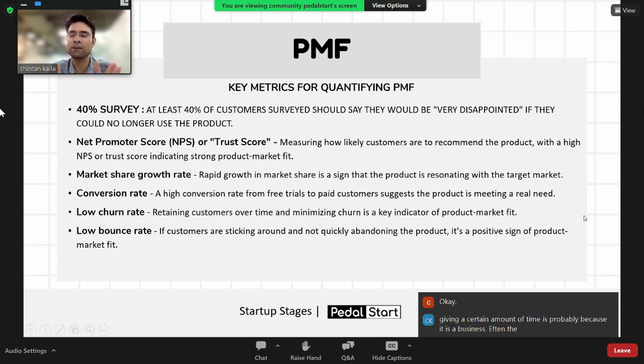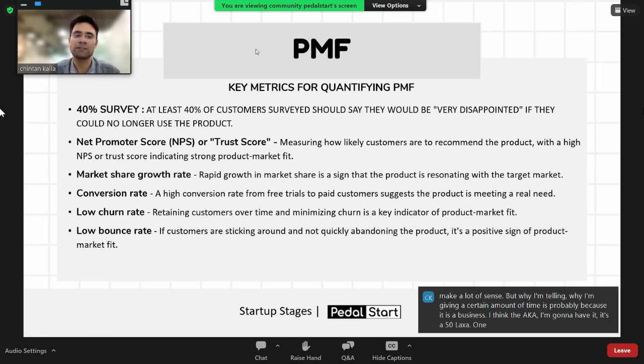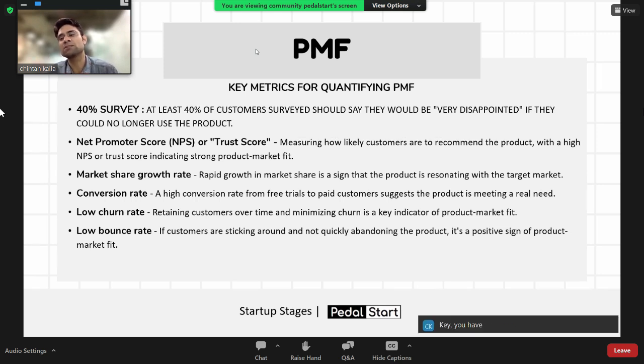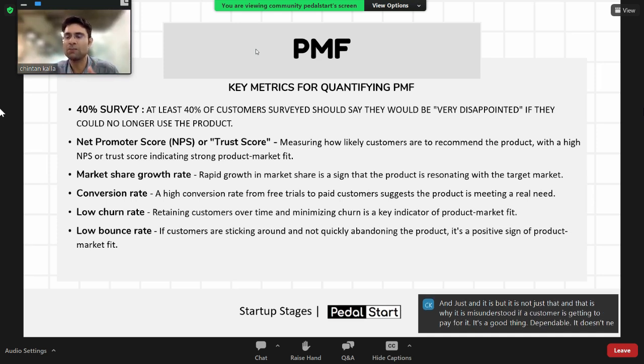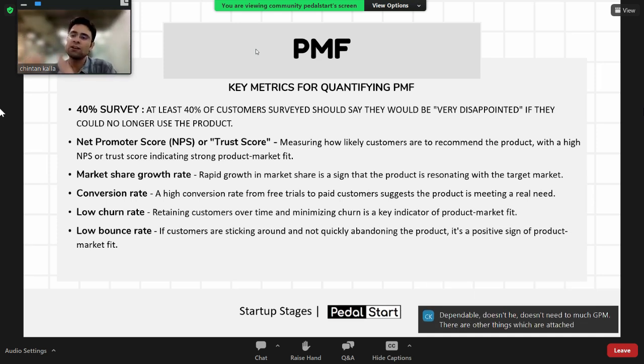It's not that if you have done let's say 50 lakhs of MRR, then you have achieved PMF. It's not like that. 1 crore, 1.5 crore doesn't matter. PMF is something which is very simple. PMF means you have customers who are willing to pay a certain amount of money for your product, right? And it is not just that, and that is why it is misunderstood. If a customer is willing to pay a significant amount of money, it doesn't mean you have achieved PMF. There are other things which are attached to it.